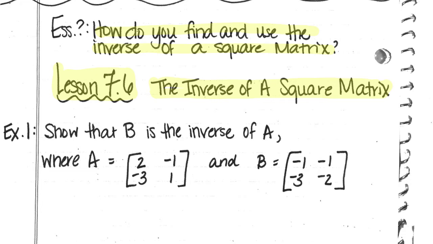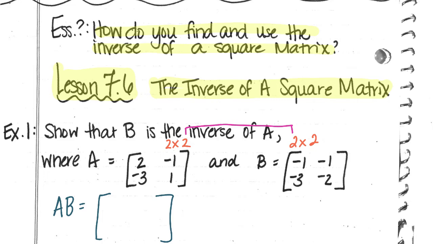It says, show that B is the inverse of A. So the first thing we have to do is take A, B, and multiply them. Let's review how to do this by hand. Remember, this is a 2x2, and this is a 2x2. When we multiply, the inside numbers have to be the same, and that tells us that it can be multiplied. And the outside numbers are going to give a 2x2 matrix.